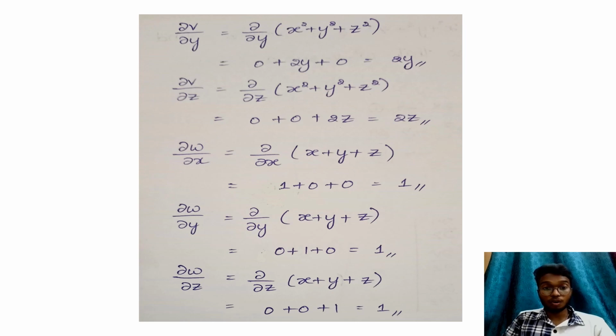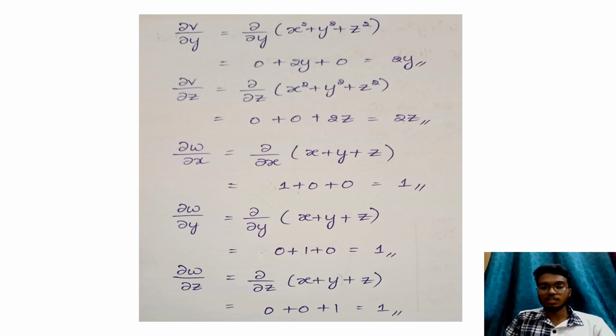and now ∂w/∂x, ∂/∂x with respect to x for the equation of w, the equation is given as x plus y plus z. So here with respect to x means we only have to do the differentiation for the x variable, and we have to consider all remaining variables as constants. So considering all these constants, we get 0, and then partial differentiation of x with respect to x is 1.